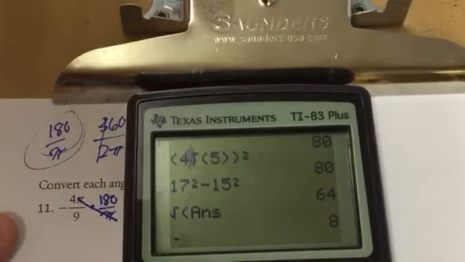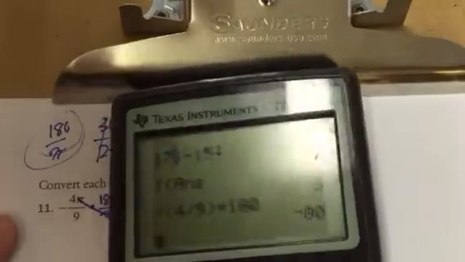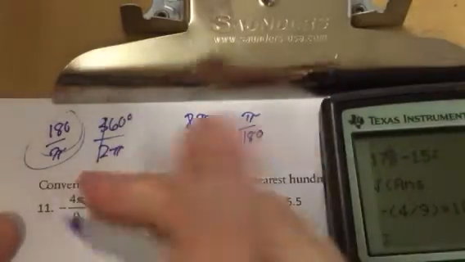So now this can be some calculator work. I'm going to take negative 4/9 times 180. And then math, enter, enter, didn't even need to do it. We've got negative 80 degrees.